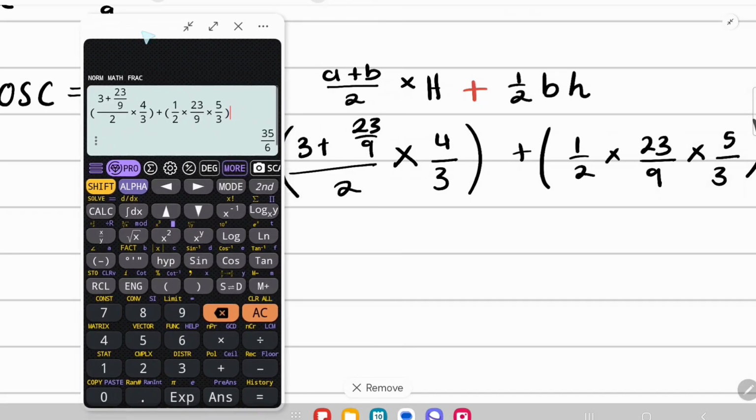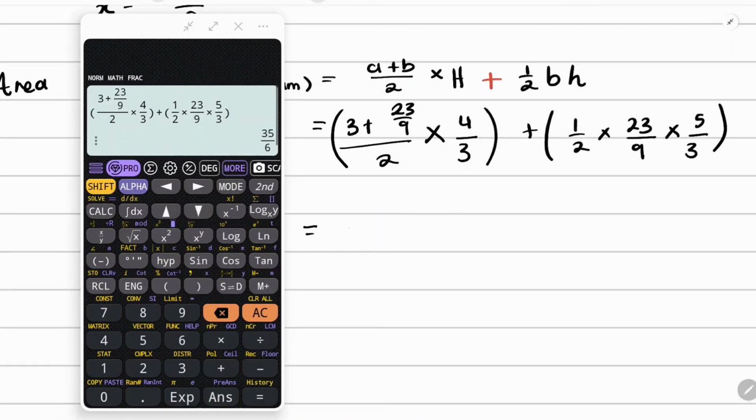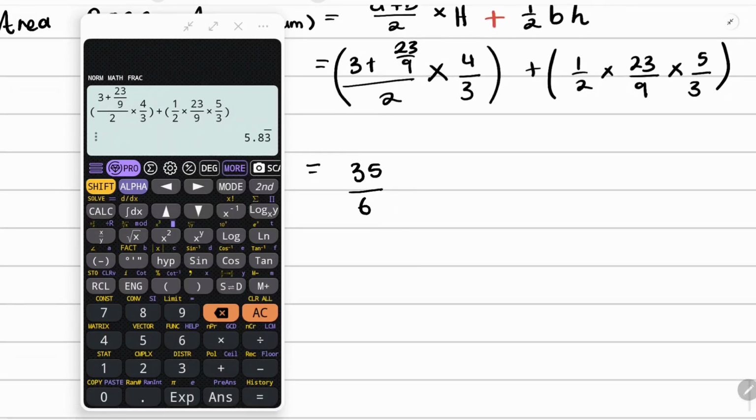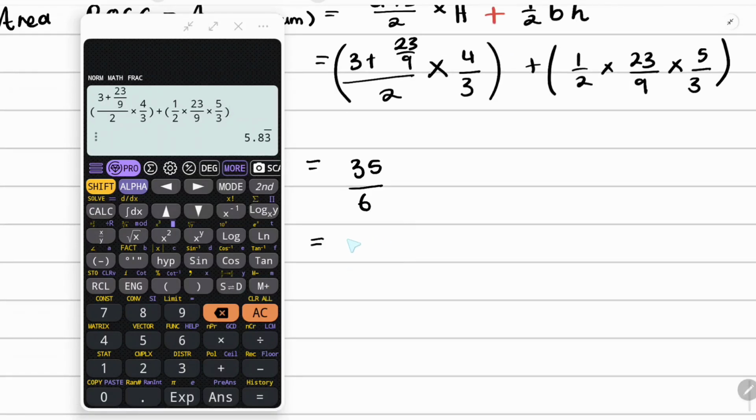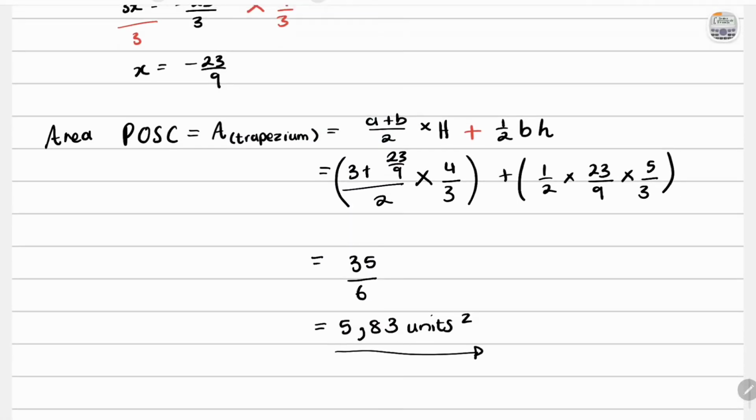Okay, so this is what we get when we multiply everything. So we get 35 over 6, which if we simplify is equal to 5.83 units squared. Okay, so that is the area of that shape. Now, there are definitely other ways to find the area of that shape. So as long as you get to this answer, then it is correct.